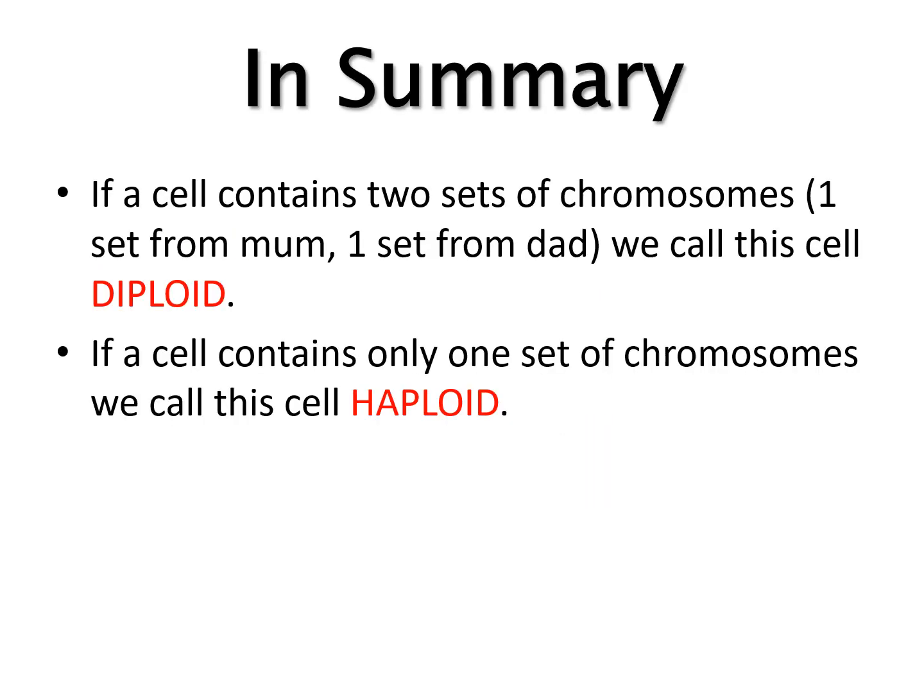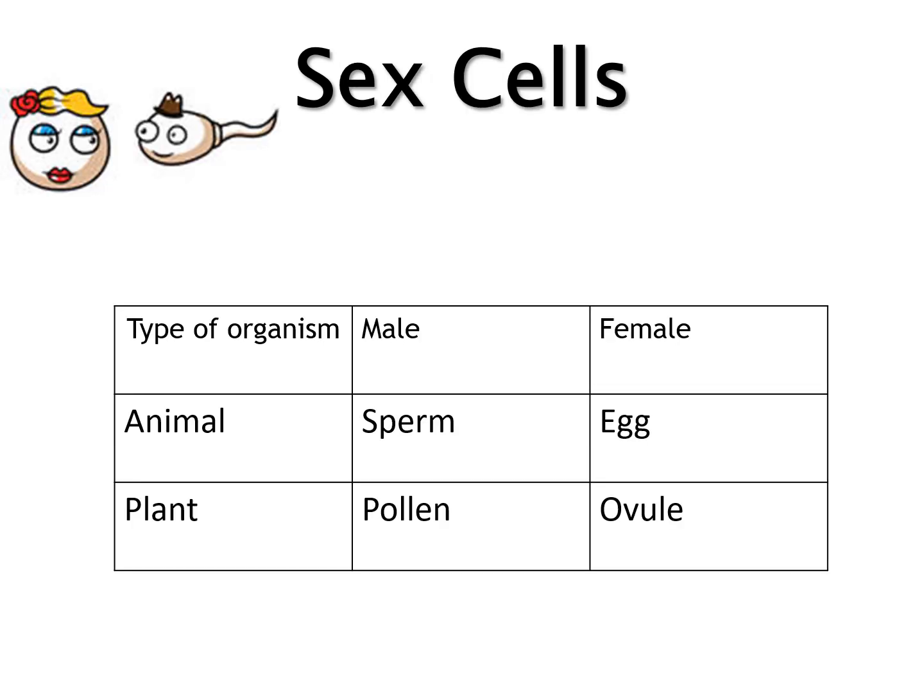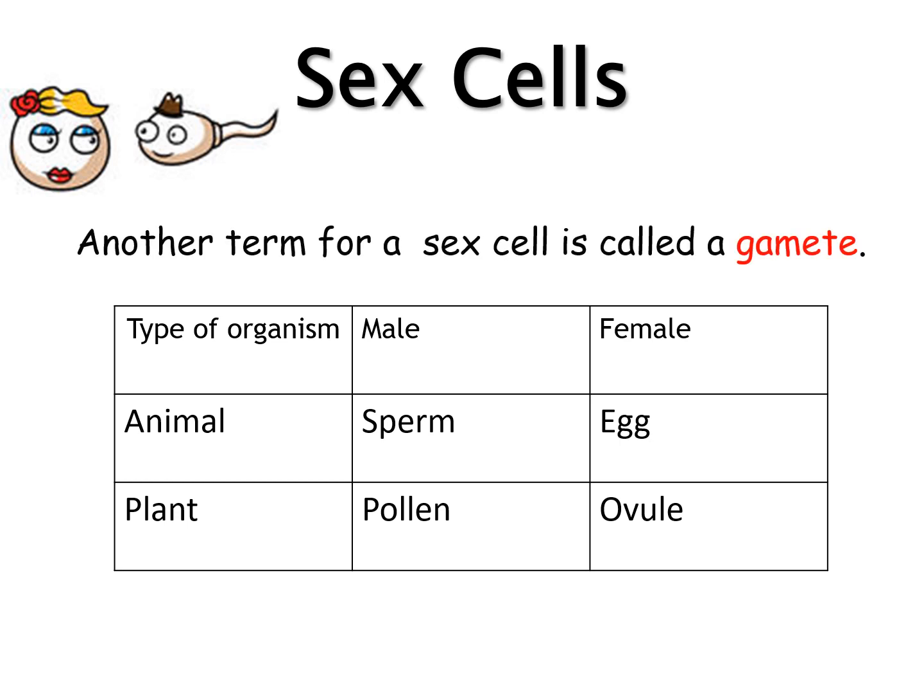So in summary, if a cell contains two sets of chromosomes, again we get one set from mum, one set from dad, we call this a diploid cell. If a cell contains only one set of chromosomes, a sex cell in this instance, we call this a haploid cell. Sex cells are often called a gamete, and this is how we'll refer to them from now on.